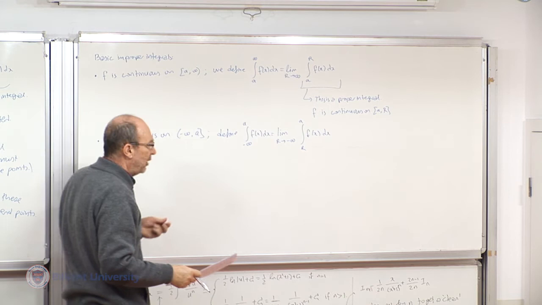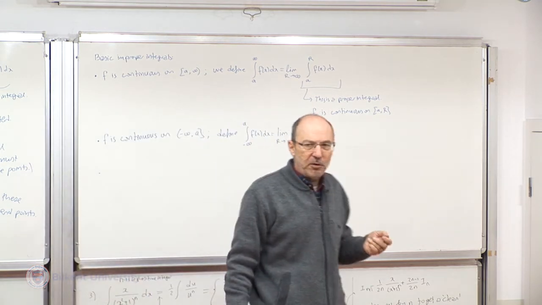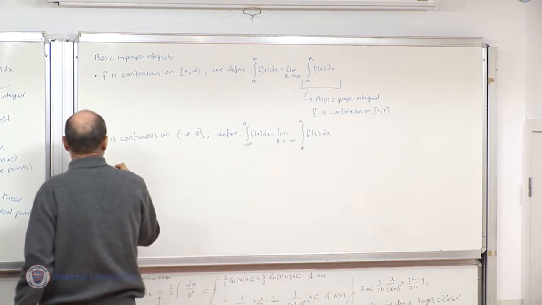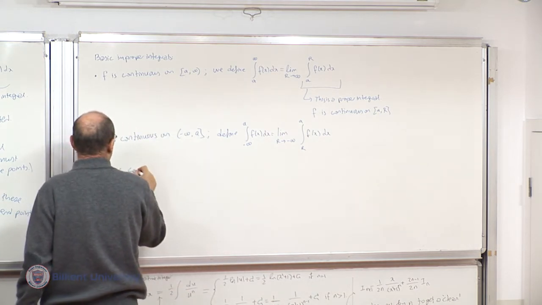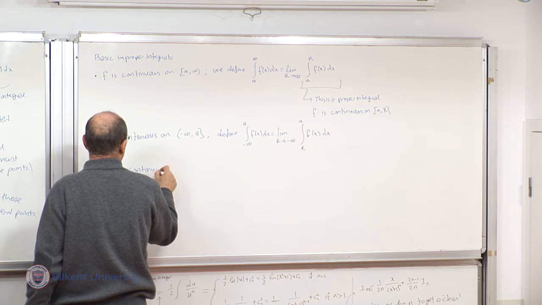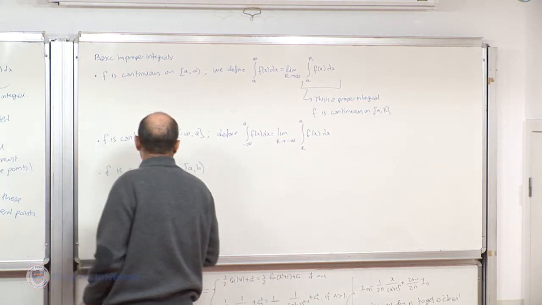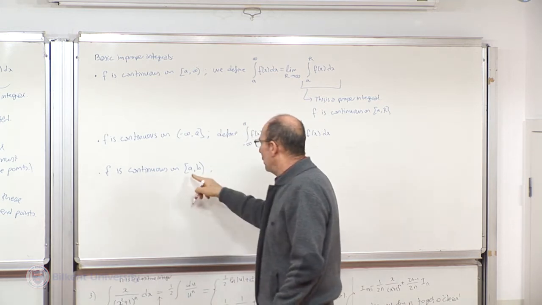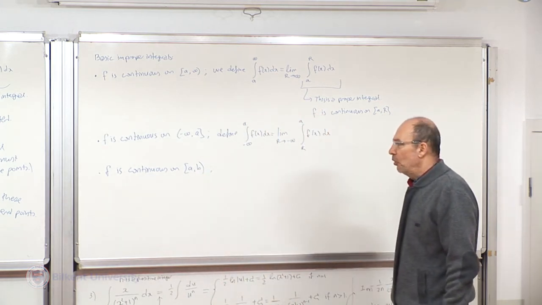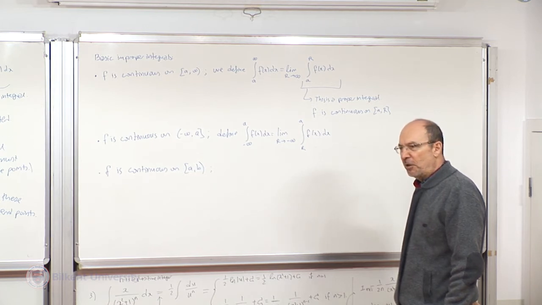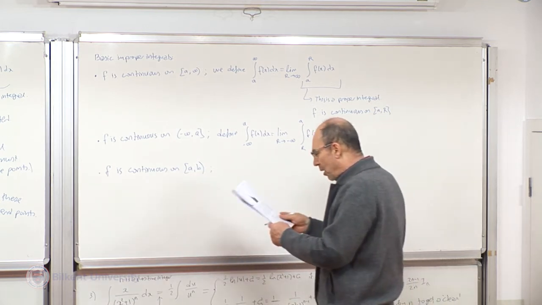But sometimes the function will be bounded, but we don't know its value at the endpoint. So that case is also covered here. f is continuous on [a, b), the half-open interval. We don't know what happens at b, or we know that at b, f becomes infinite.